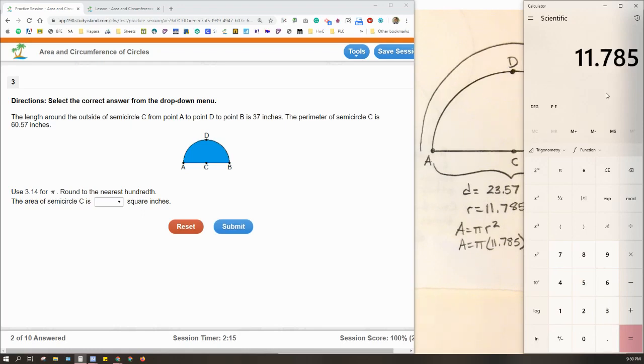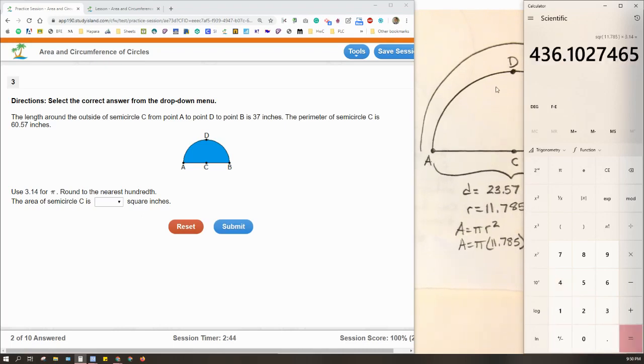Now I'm going to go back to 11.785. This is where we were a second ago, and I hit the square button. But what if I put times 11.785? I got the same thing. So again, if you have 11.785 in your calculator, or any number, and you just want to square it, you might find a square button on your calculator to do it faster. Okay, so there's the r squared part. Then I have to multiply by pi, so times 3.14.